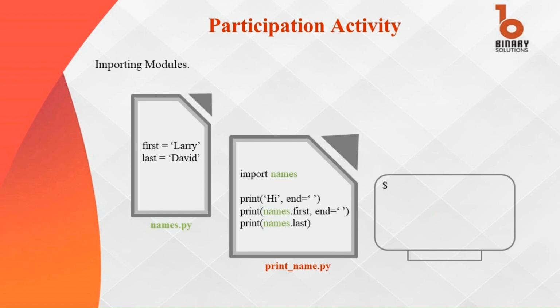In the script, printname.py uses dot notation to access the first and last variables from the names module and print them along with a greeting. When the script is executed with the command python printname.py, the Python interpreter loads the names module, accesses the first and last variables, and outputs Hi Larry David to the console. This example highlights how importing modules allows code to be organized and reused across different scripts.